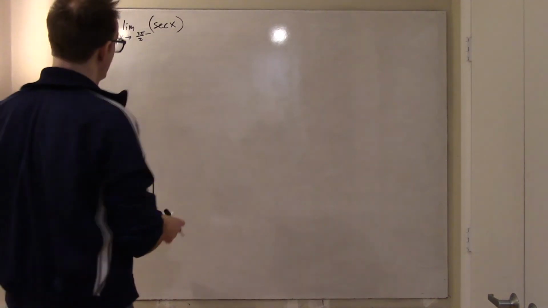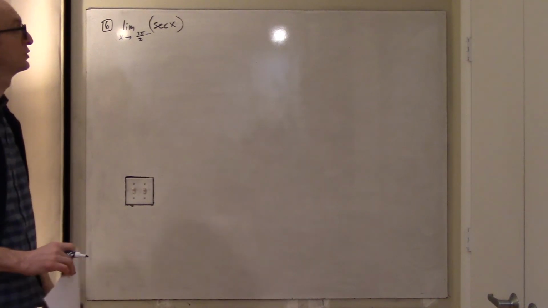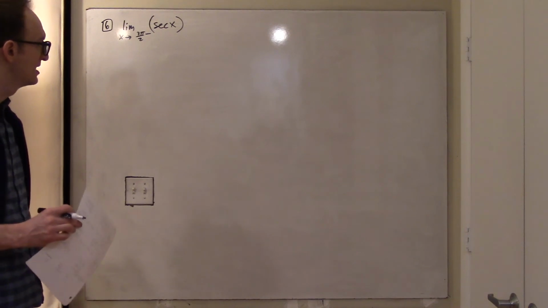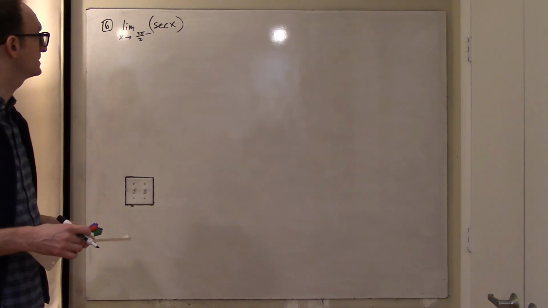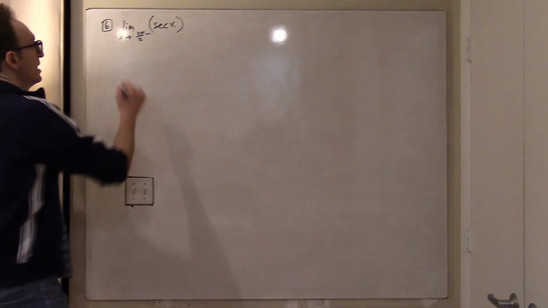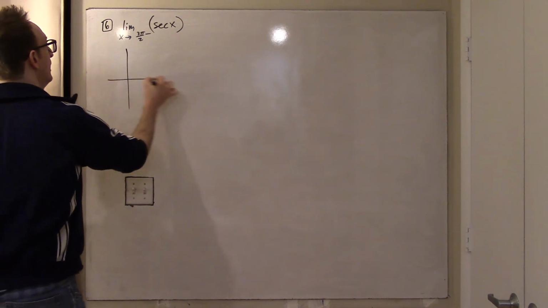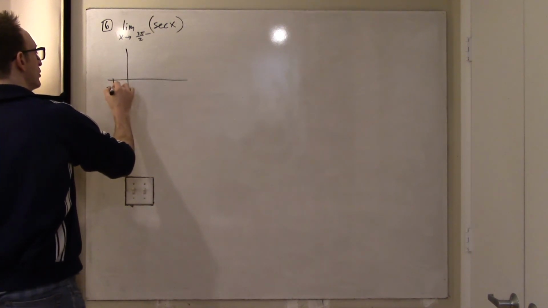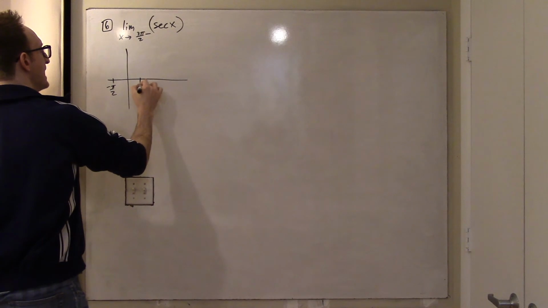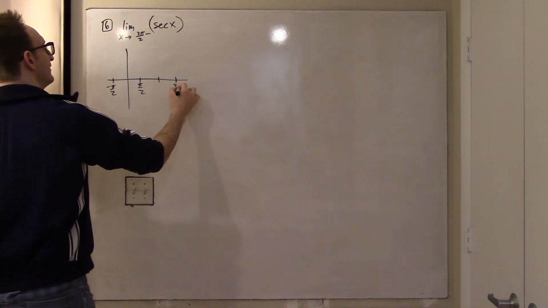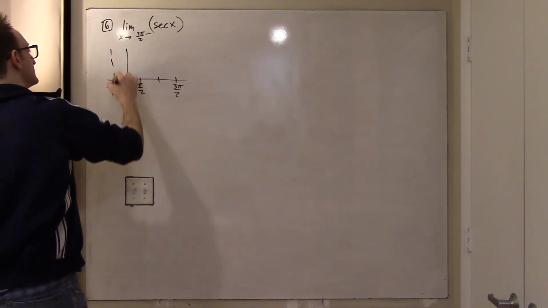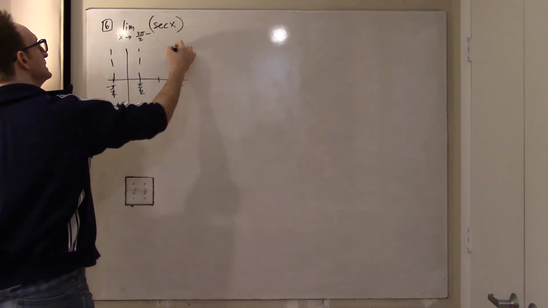Number 6, the limit as x approaches 3 pi over 2 from the left of secant. This is barely a calculus problem. This is essentially just a pre-calc problem. What does secant look like? Well, I recommend that you just know things. And I know that the graph of secant looks like this.